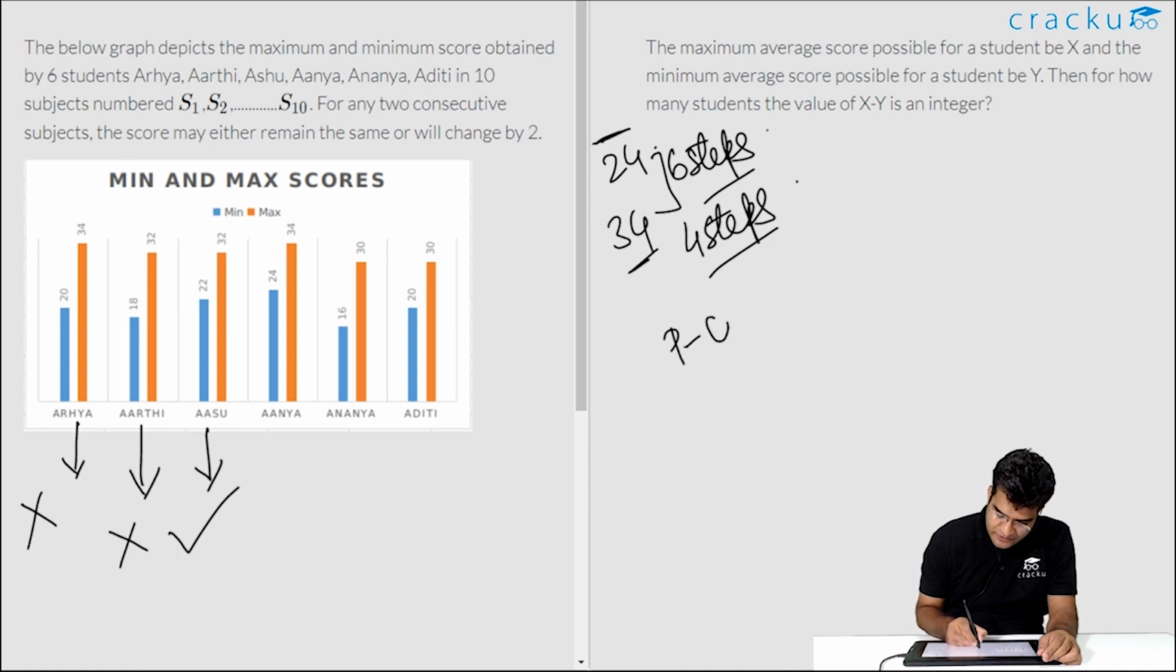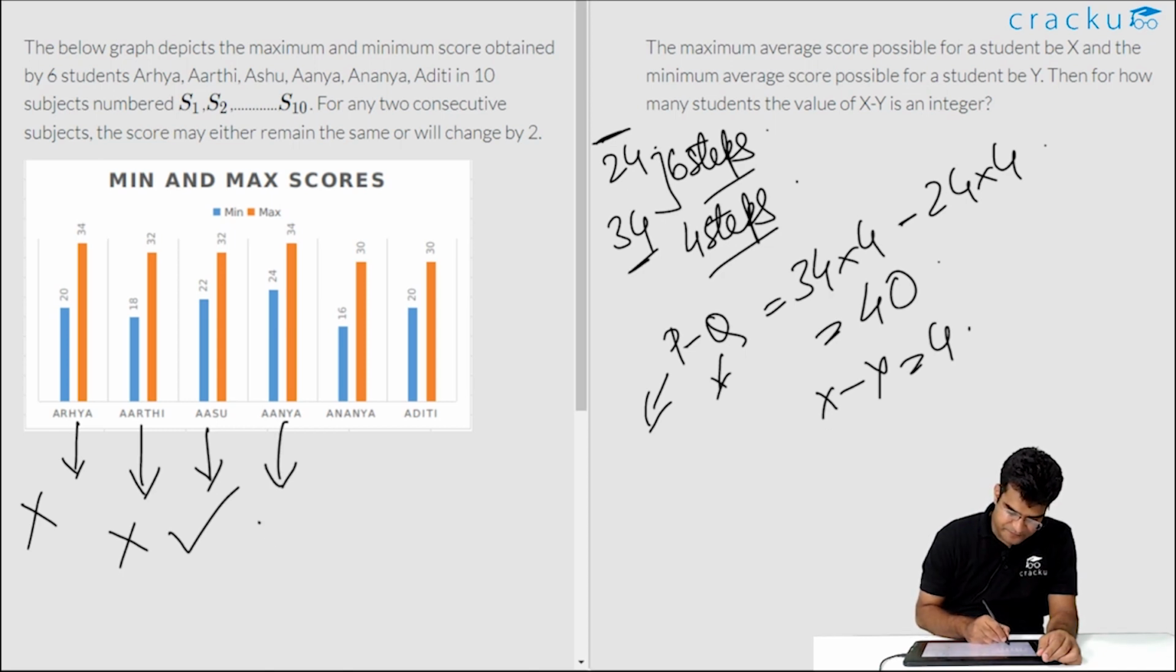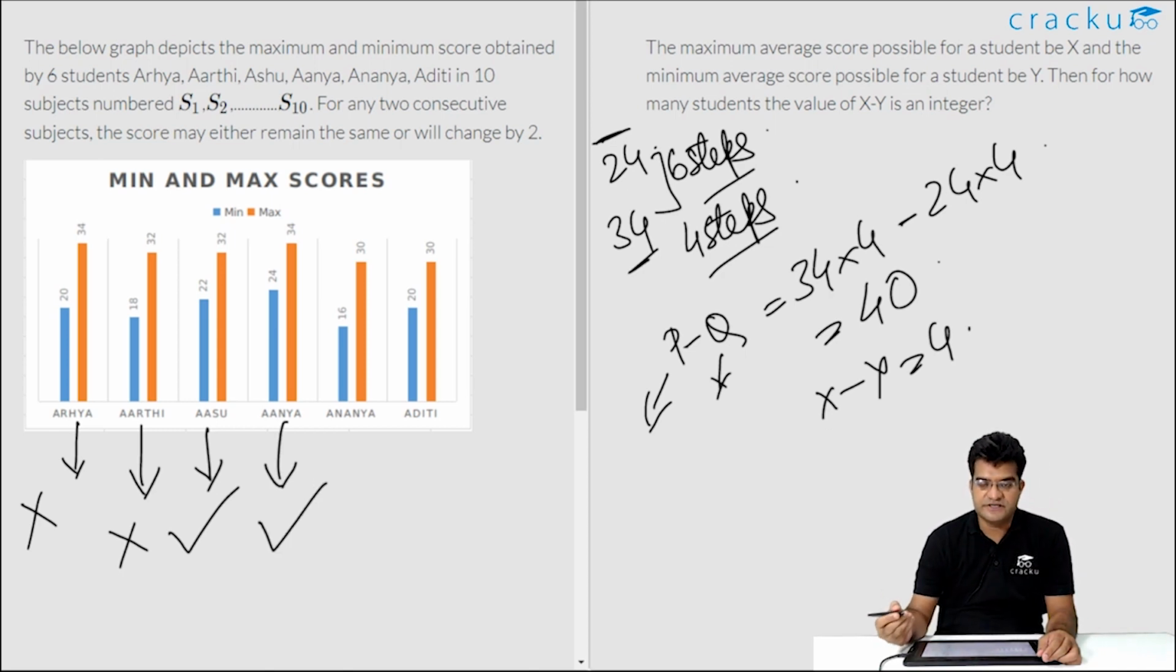Therefore, P minus Q, where P is the maximum sum and Q is the minimum sum, is equal to 34 into 4 minus 24 into 4. This again is equal to 40. Therefore, x minus y is equal to 4, that is 40 by 10. So, this is also possible, where this is also an integer.